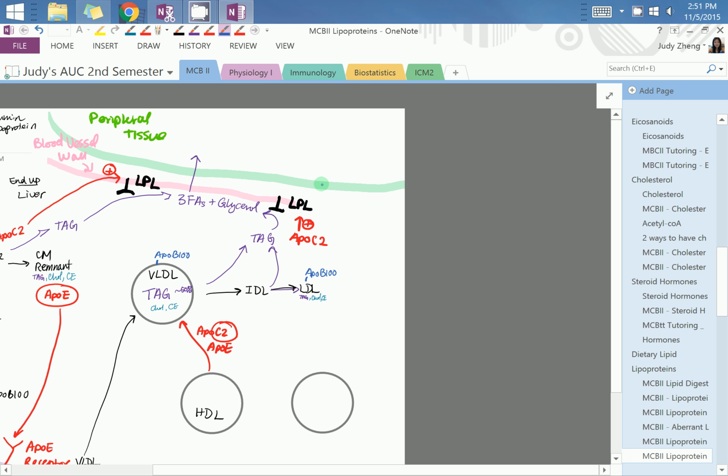And the peripheral tissue needs to have some sort of receptor for the LDLs, right? It needs to have some kind of LDL receptor. And that's perfect because ApoB100 is right there on the surface, and this LDL receptor actually recognizes the ApoB100 that is supposed to be on every single LDL. So the ApoB100 is going to bind to the LDL receptor, and then the whole thing is going to be endocytosed.